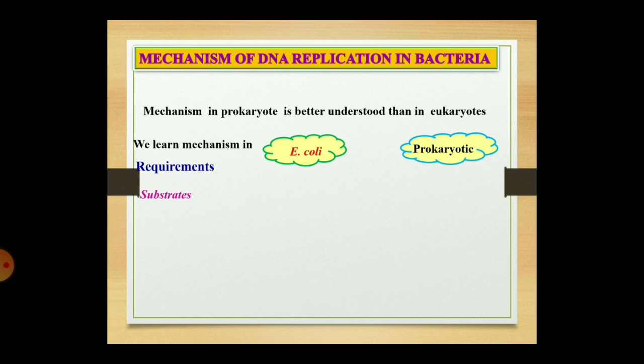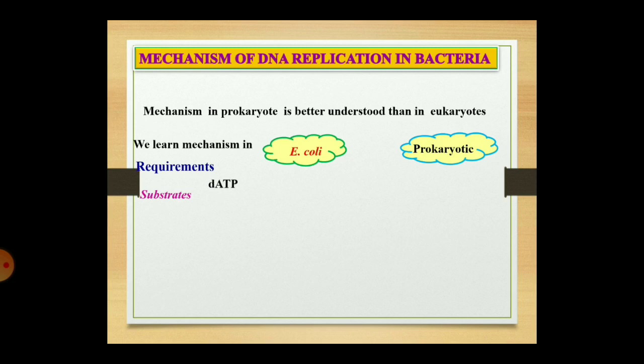The first requirement for DNA replication is nucleotides, the substrates. To synthesize DNA, we require 4 nucleotides: deoxyadenosine monophosphate, deoxyguanosine monophosphate, deoxycytidine monophosphate and deoxythymidine monophosphate. To synthesize RNA, we require adenosine monophosphate, guanosine monophosphate, cytidine monophosphate and uridine monophosphate. Here we are doing DNA synthesis, so we require dAMP, dGMP, dCMP and dTMP.